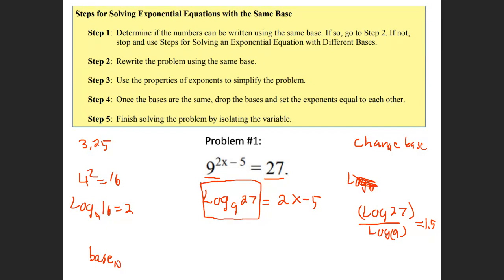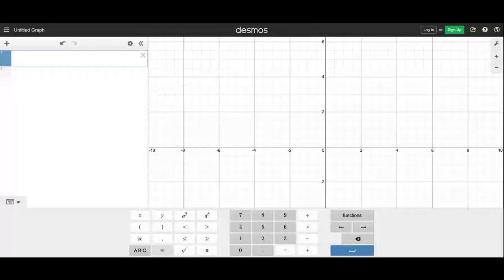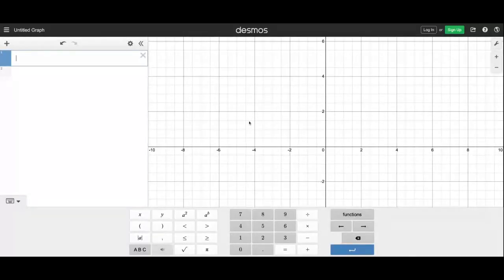I'm going to share my application screen. It just started spinning. Okay, can you guys see my Desmos calculator? Okay, so I'm going to do the change of base formula on there.